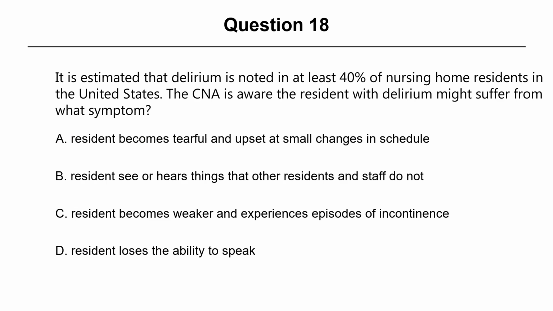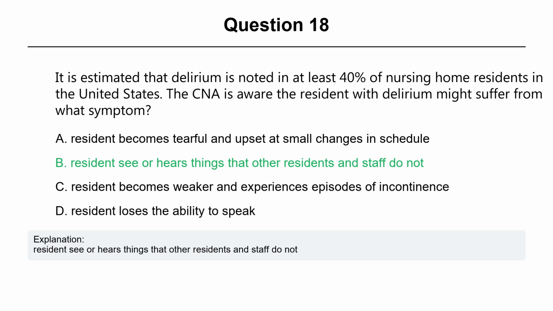Question 18. It is estimated that delirium is noted in at least 40% of nursing home residents in the United States. The CNA is aware the resident with delirium might suffer from what symptom? Option A, resident becomes tearful and upset at small changes in schedule. Option B, resident sees or hears things that other residents and staff do not. Option C, resident becomes weaker and experiences episodes of incontinence. Option D, resident loses the ability to speak. The correct answer is option B, resident sees or hears things that other residents and staff do not.